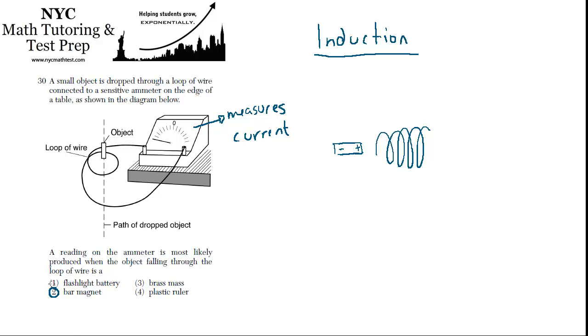A battery wouldn't do it. That's probably a tempting response, because a battery has a negative side and a positive side, and there's a voltage across it, but this is really a problem about induction, so you need there to be a magnet. A brass mass is a conductor, so that would be the next best choice, but it wouldn't actually do anything if it wasn't magnetized. And certainly a plastic ruler, made of plastic, is an insulator, so it's not going to have any interaction electrically with what's going on. So that is not a good choice. Choice 2 is the best.